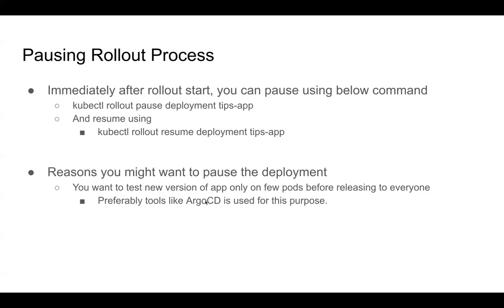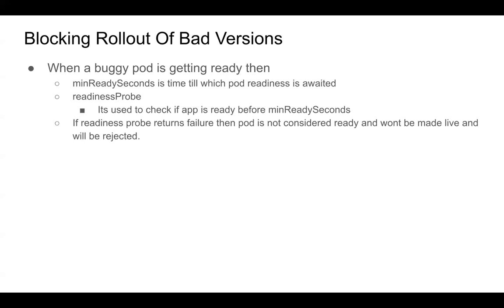Or there are tools like Argo CD, which can be used for this purpose. In Argo CD, you can control the deployment. It gives you a very nice graph, and you can see which pods have the new version and which have the old version, and you can control all of that. Once you're happy, you can deploy the new feature or new image on all the pods. You can also block the bad versions when a buggy pod is getting ready.